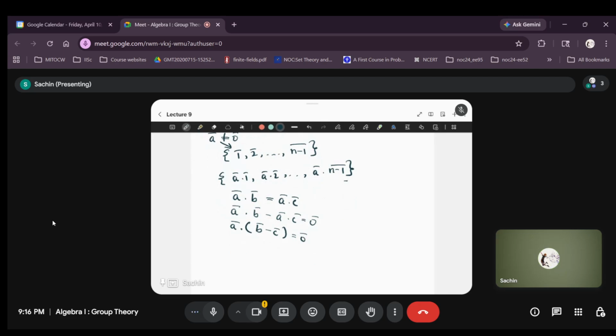Then, since it's an integral domain and a bar is not 0, the only way is if b bar minus c bar is equal to 0 bar. Otherwise, this need not be true. Then that would mean that b bar is equal to c bar. So if you have a bar times b bar equal to a bar times c bar, then b bar must be c bar. Or in the opposite way, if b bar is not equal to c bar, then a bar times b bar is not equal to a bar times c bar. So each of these is a distinct element. Only then it will become a reordering of this set at most.